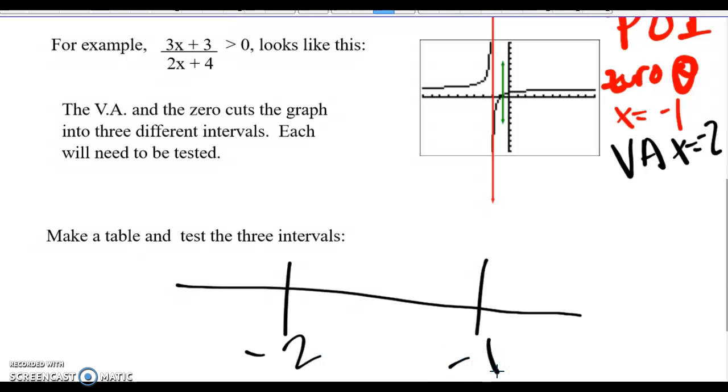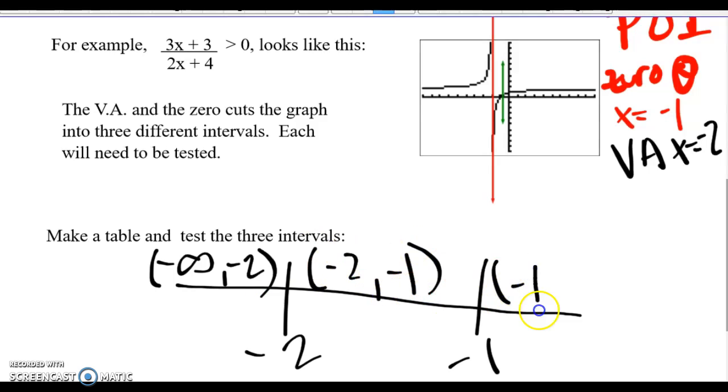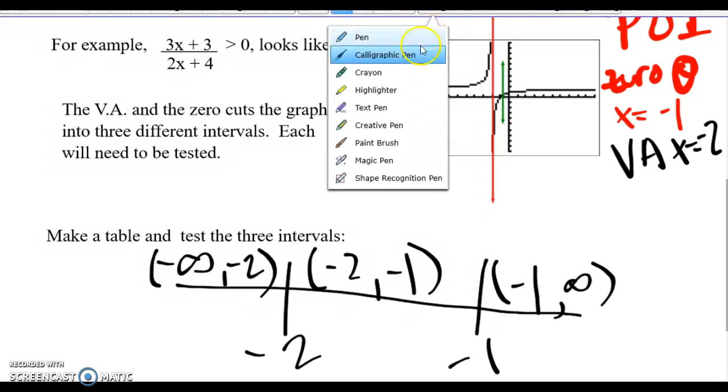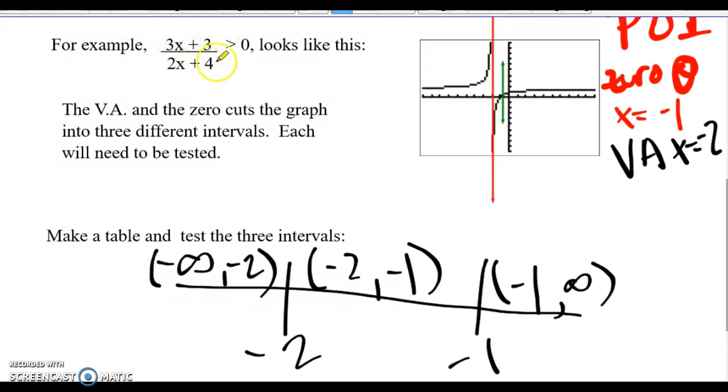So I know, therefore, I've got -infinity to -2, -2 to -1, -1 to infinity. Right away I can look at whether my graphs are going to be inclusive or not. That's going to tell you. My ultimate goal is to figure out, I want to know greater than or equal to 0. So I'm going to pick some test values, just like I did before.